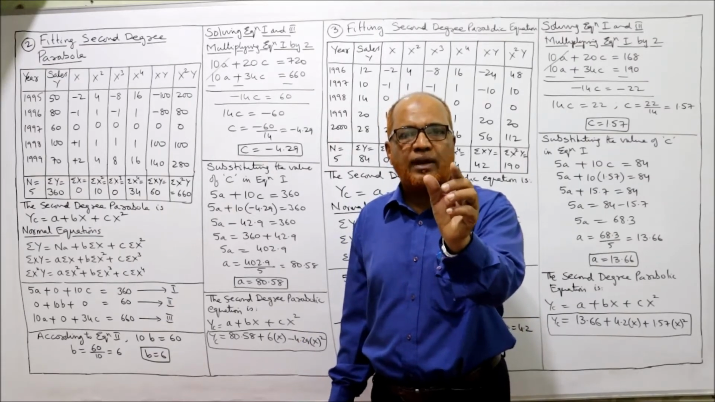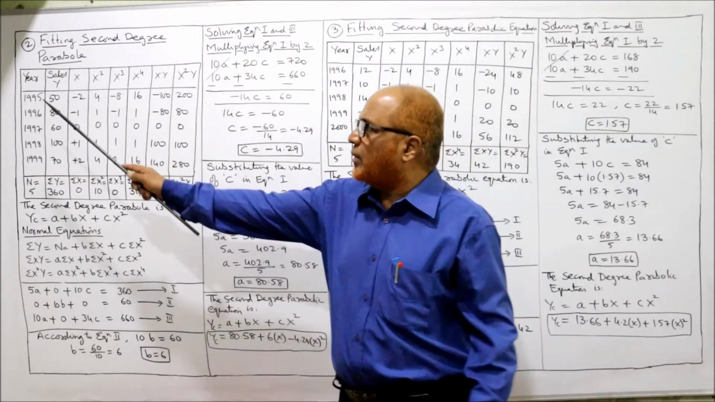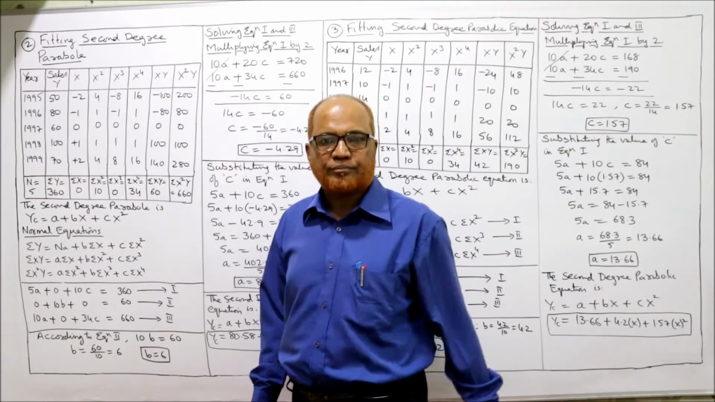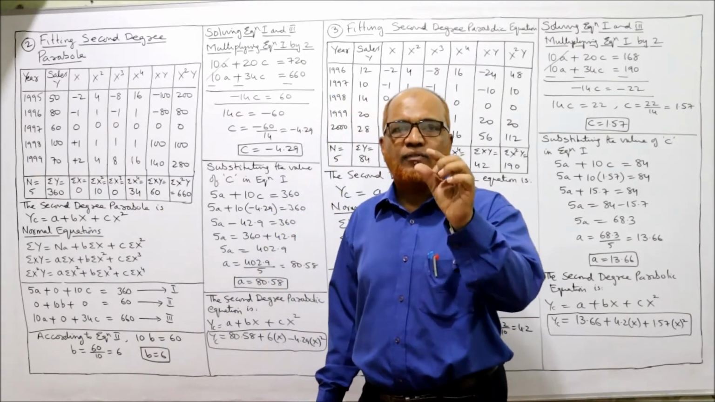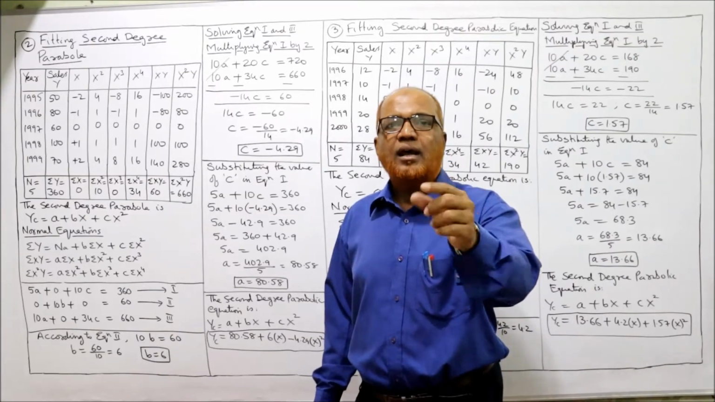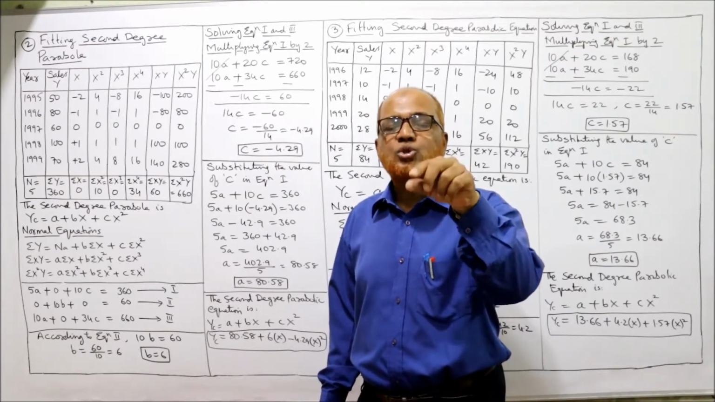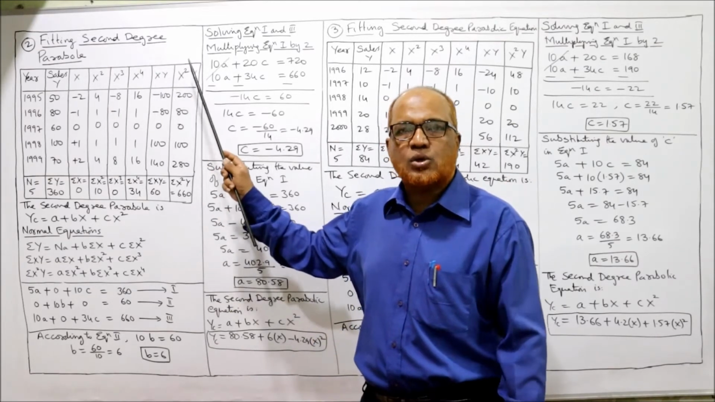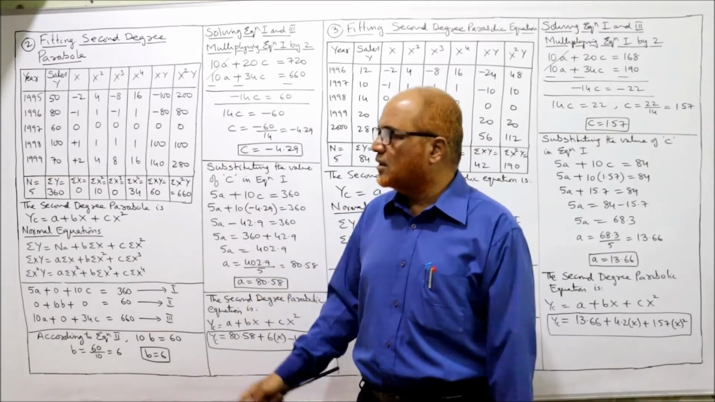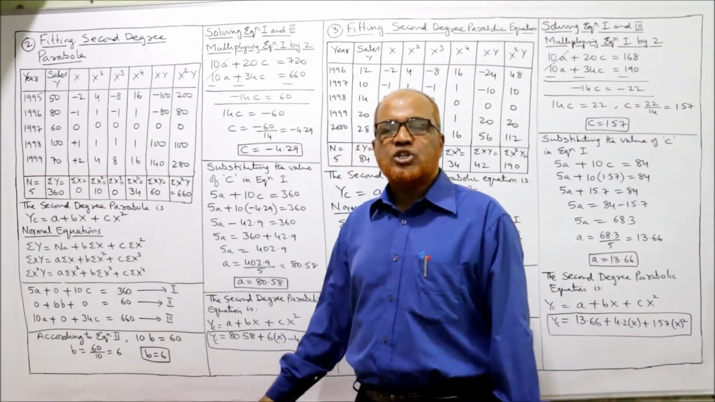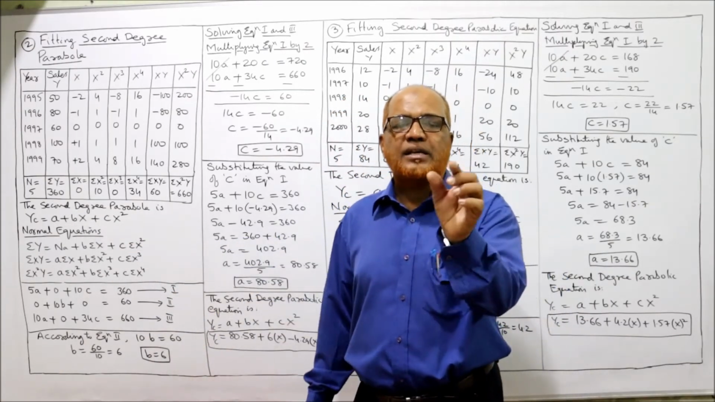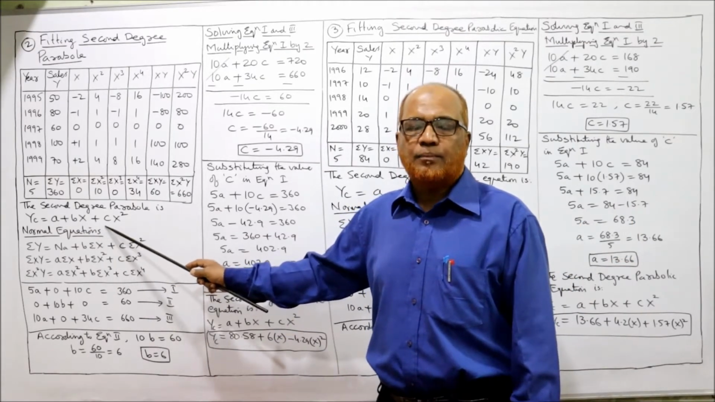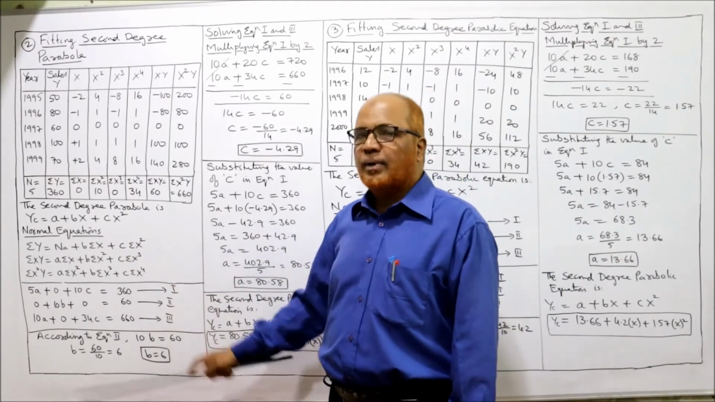Remember which columns we require. Two columns are given in the problem, year and sales. Sales will always be treated as Y. Now we have to open the columns of X, X square, X cube, X to the power of 4, then X into Y, then X square into Y. That's it. Now the second degree parabolic equation is Yc equal to a plus bX plus cX square. This is the parabolic equation. Now the normal equations.